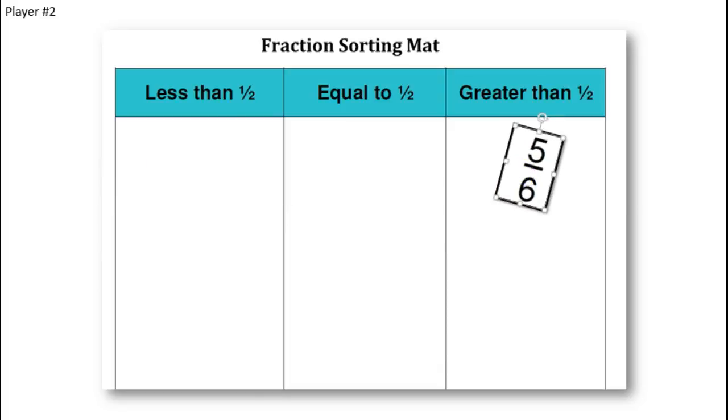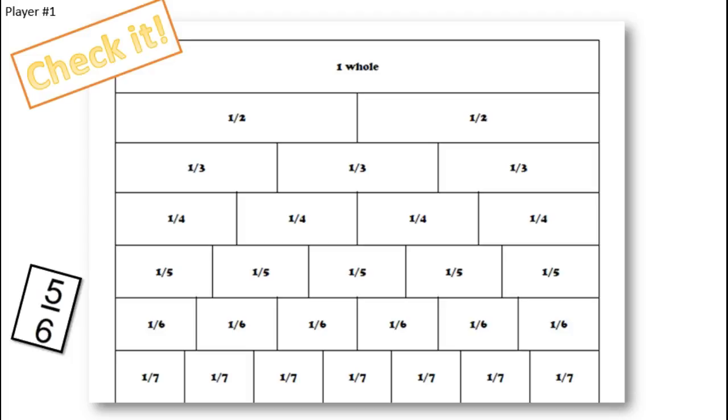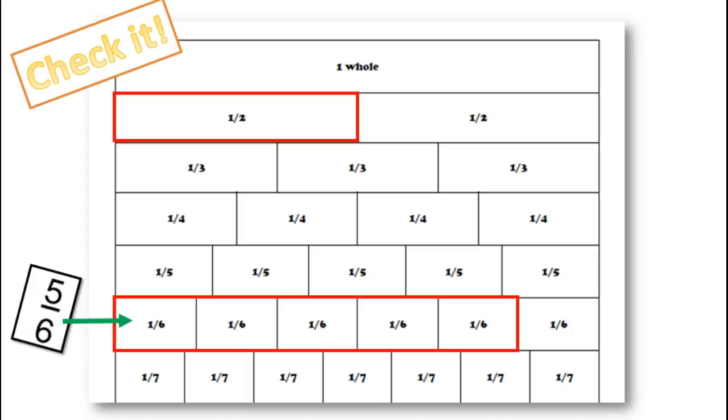Then player 1 now is going to check. They're going to use the fraction strip paper. They're going to find the 1/2, and then they're going to find the 6th column, or the row with the 1/6, and then they're going to circle 5/6, 5 of those. And here, indeed, player 2 was correct that 5/6 is greater than 1/2, so player 2 gets a point.